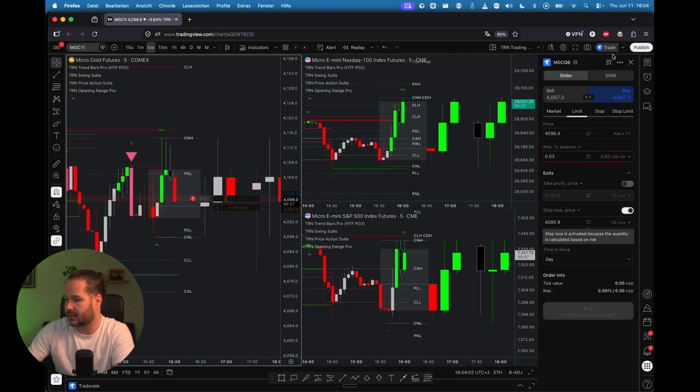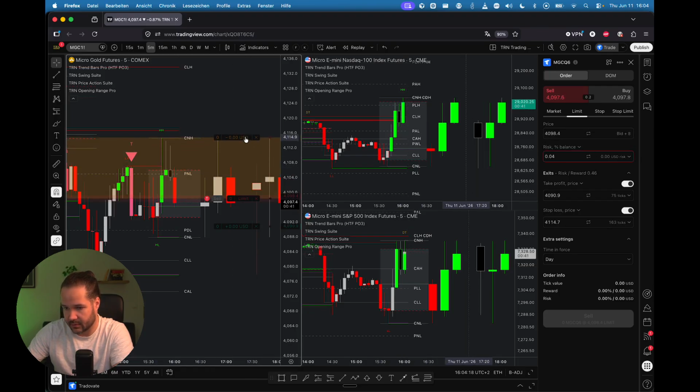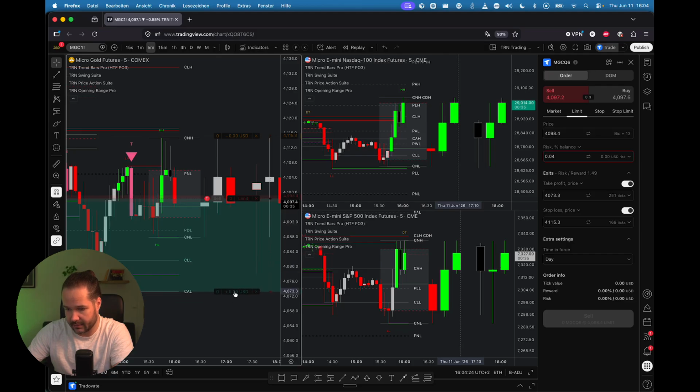So let me prepare everything. Let me do this here. So the stop loss, this is a sell position, down. So the stop loss goes above here. 2 ticks, wiggle room always, and then current Asian session low. This will be the target.